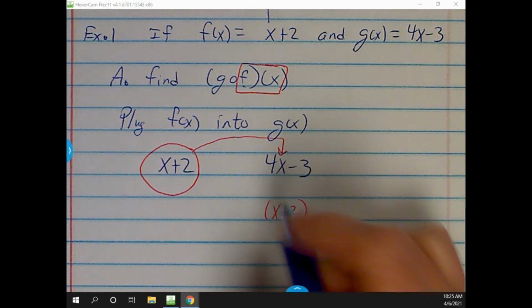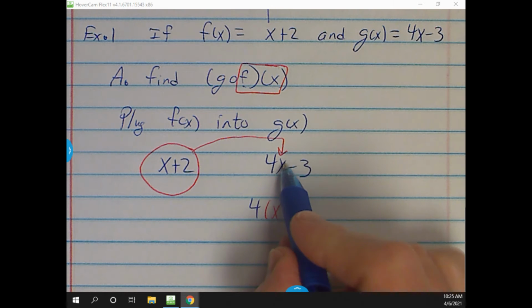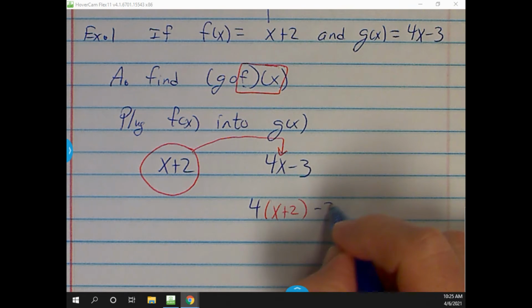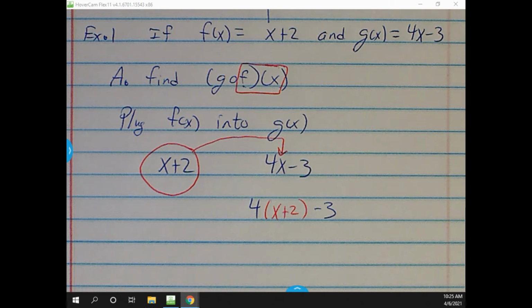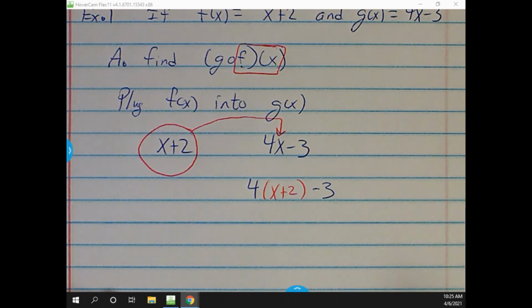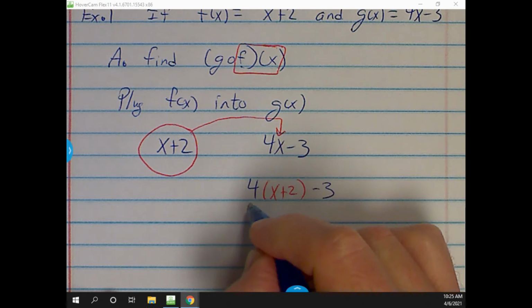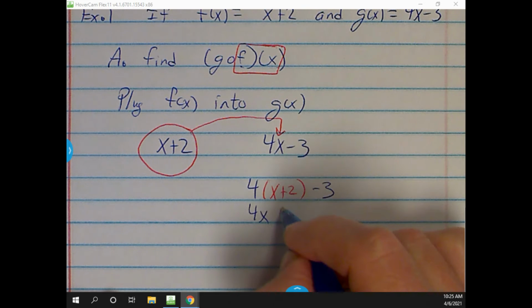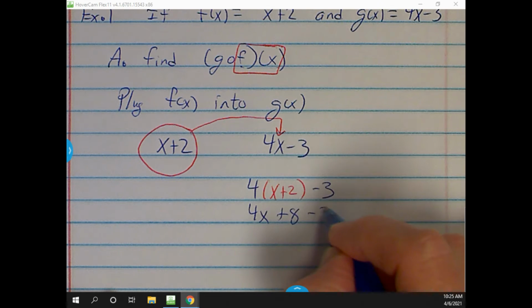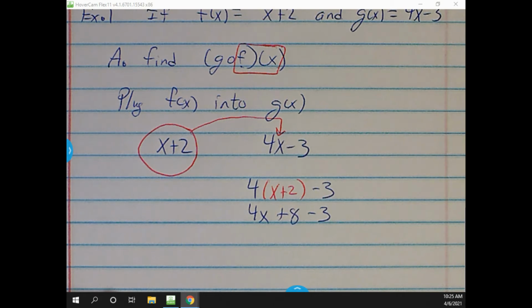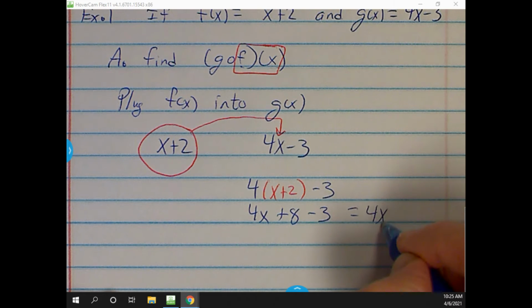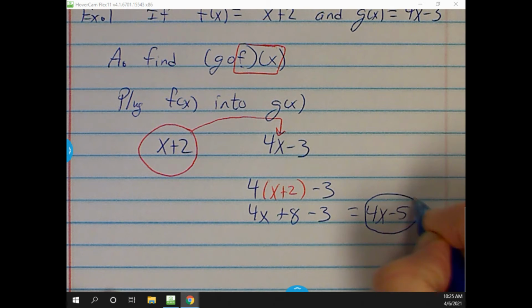So this was going to be 4 times, instead of x, now it's x plus 2, minus 3. And then once you take out the variable and plug in the function in its place, from there you just work this thing out and see what you can come up with. You've got 4 times x is 4x. 4 times 2 is 8. And then the only thing left to do is the 8 minus 3. So that's going to make it 4x minus 5.